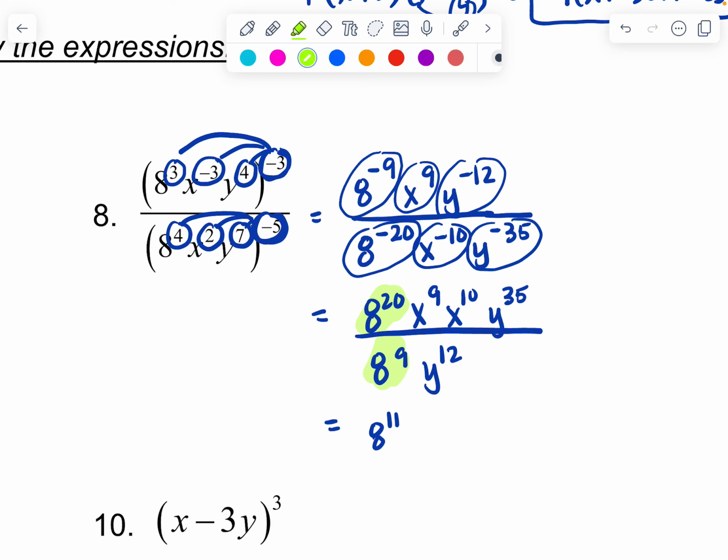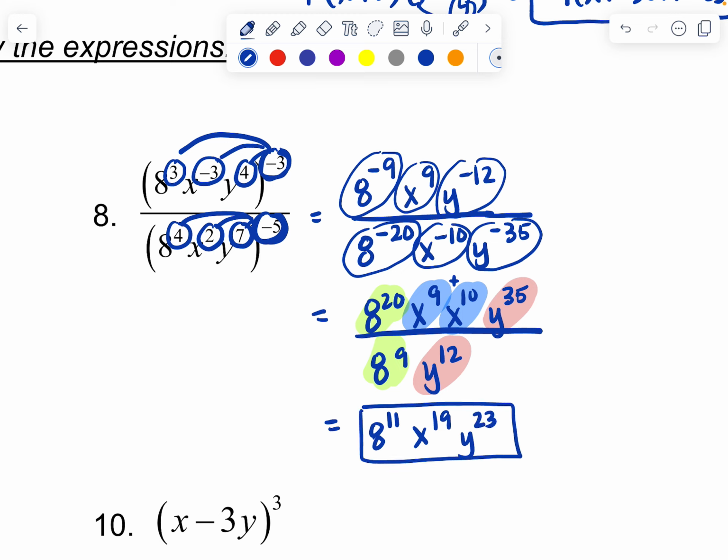Okay, now the next thing that I see is this. I see an x to the 9th and an x to the 10th right next to each other. Remember, when you're multiplying and they have the same base, you just add these exponents. This is going to be x to the 19th. 9 plus 10 is 19. And then let's look at those y's. Let's highlight in like this rosy color. Okay, y to the 35th over y to the 12th. When you're dividing, you're subtracting those exponents. So you're going to have y to the 35 minus 12, which is 23. Okay, not the greatest answer, but it wasn't that bad.